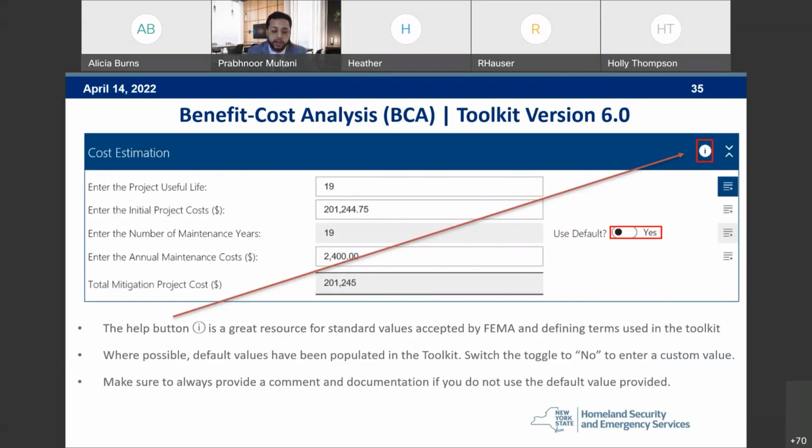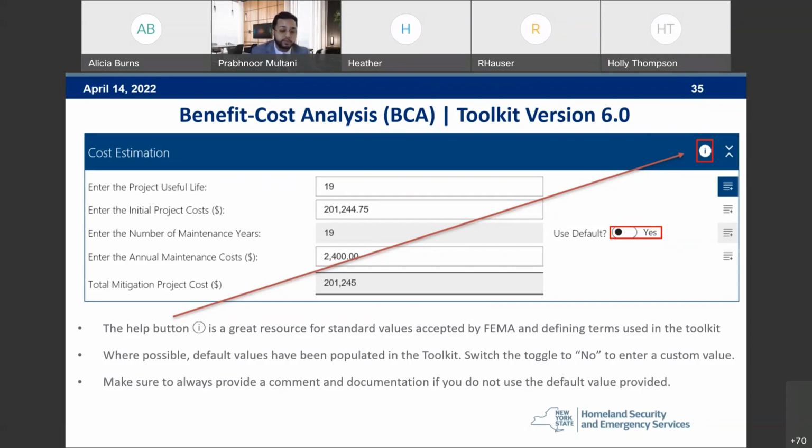It's very helpful for looking at standard values accepted by FEMA, and also just for defining any terms used in the toolkit. If anything is a bit unclear, if you click that help button, I'm positive it's going to be there. You're going to get a good definition and a few resources to see where you can find that information.